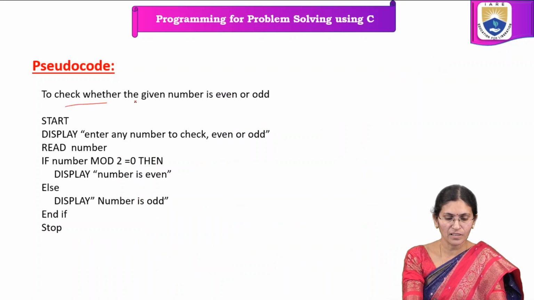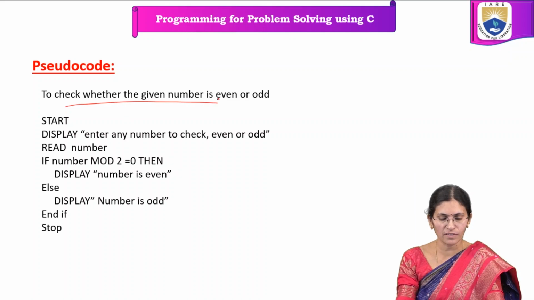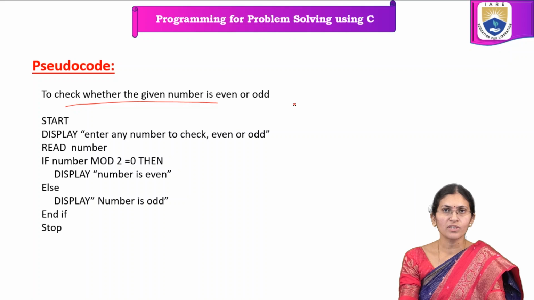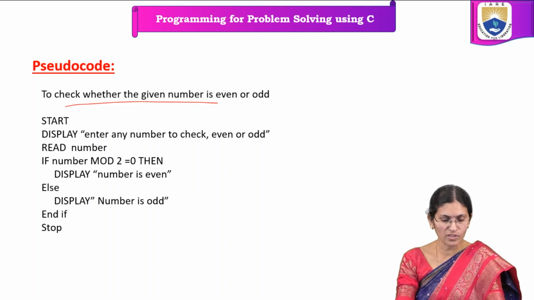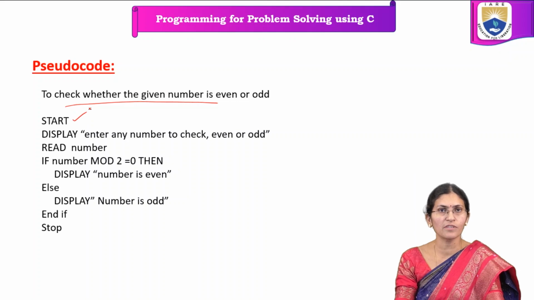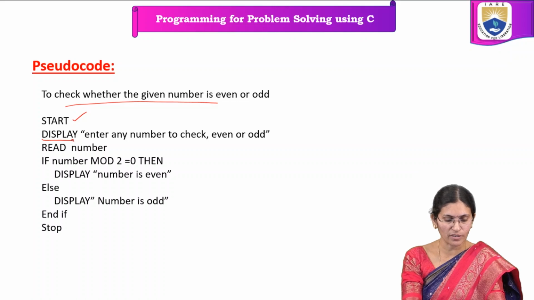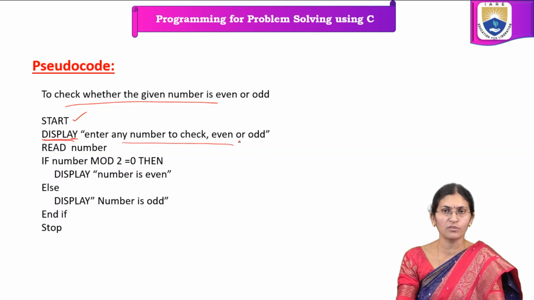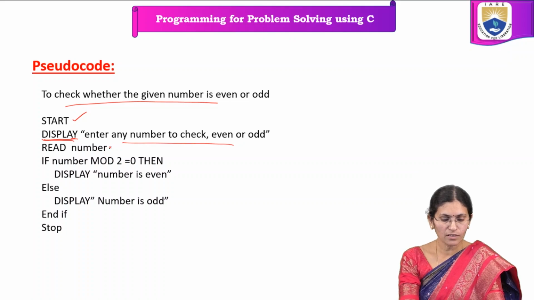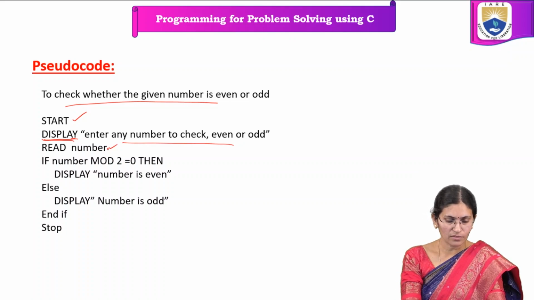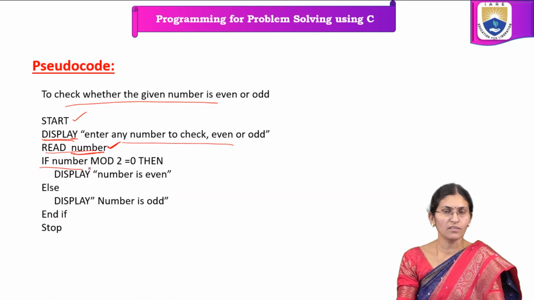This is a simple pseudocode to check whether the given number is even or odd. First, we need to start, and then this is the message which needs to be printed on the screen. Display, enter any number to check whether it is even or odd. Then we need to read the number. This read statement is nothing but storing the number value in some variable. Next, we need to check the condition.